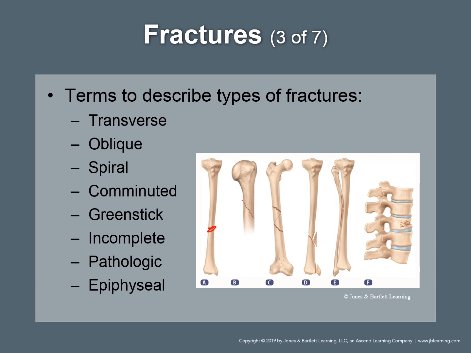Oblique fracture. This is a slanted fracture across the bone. Spiral fracture, you see how it kind of looks like a candy cane? Kind of like that. That's a spiral fracture. Okay. Comminuted fracture is where you have bone fragments. A greenstick fracture is a twisting fracture. You see this a lot in the wrist with old people. Incomplete fractures are where the bone is not completely broken. Pathological, we talked about as being from a disease process. And epiphyseal is where you would have one up here in that epiphyseal plate.